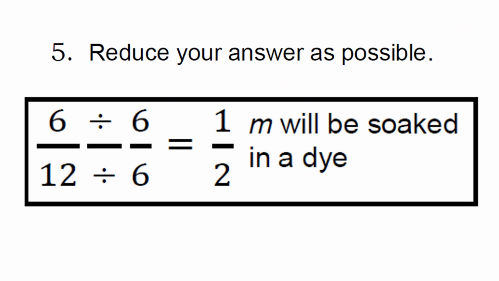At ang panghuling step at importante, reduce your answer as much as possible. So our answer is 6/12. Pero itong dalawang to ay pwede silang ma-divide ni 6. So i-reduce natin. 6 divided by 6 equals 1, and 12 divided by 6 equals 2. Kaya't ang 6/12 in reducing it, magiging 1/2. Therefore, the answer is 1/2 meter will be soaked in a dye.